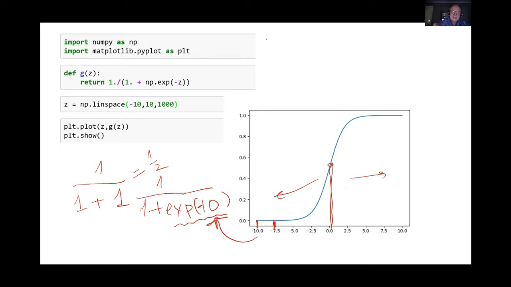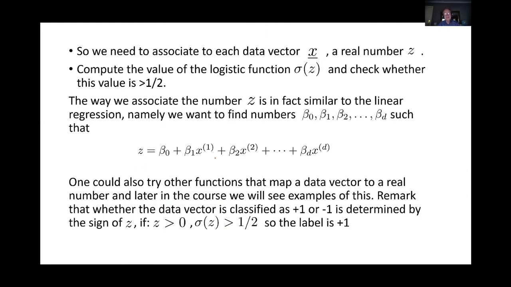So here's the code that graphs this logistic function. The idea is that we're going to take each of our data vectors and associate to it some real number. Then we apply the logistic function to that real number, and then we check if this value is bigger than a half or smaller than a half.